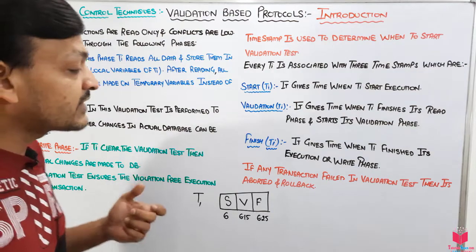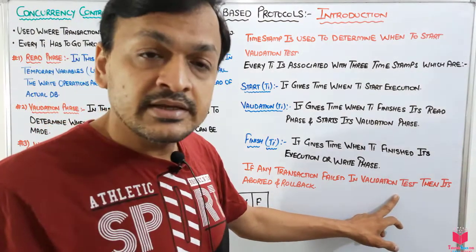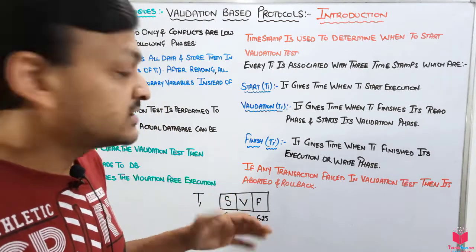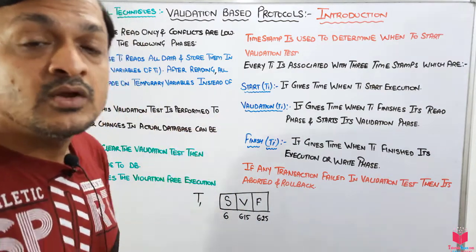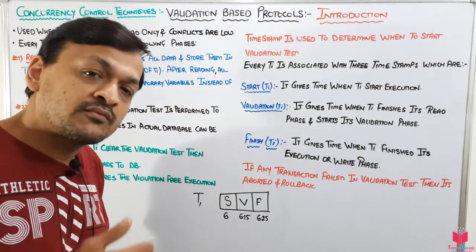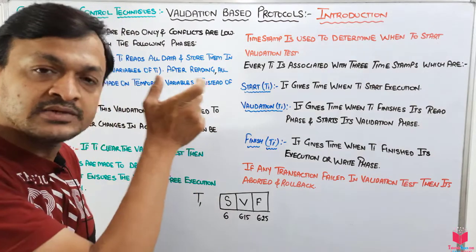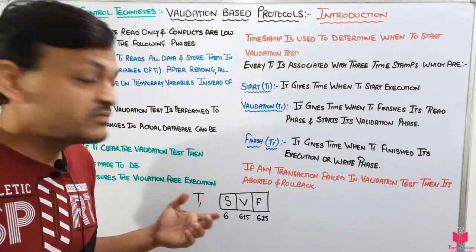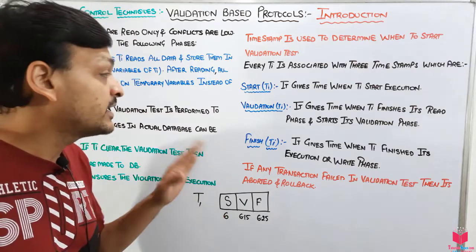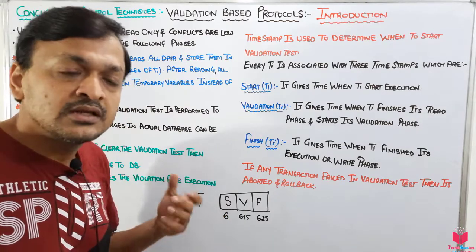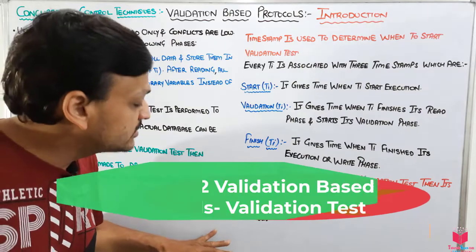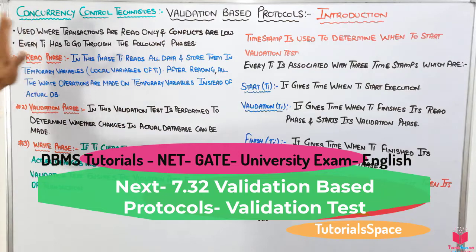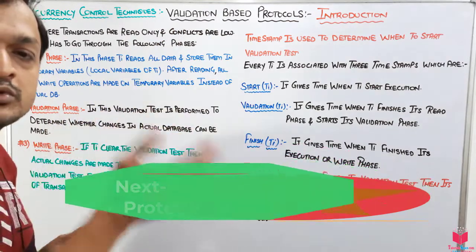If any transaction fails the validation test, then it is aborted and rolled back. That means we have to abort that transaction and roll back to its previous state. We will discuss in the next video on what condition we have to roll back and on what condition a transaction passes the validation phase. So this is all about the introduction to the validation based protocol. Please remember all these points because they will be used in the next video.